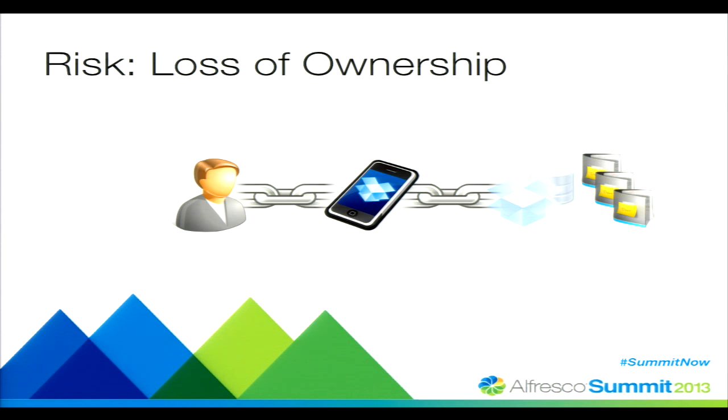So suddenly, this guy's been fired. You can consider his device to be rogue. He's gone out of the building, he owns the device, he owns the Dropbox account, he's got ownership of your documents and you haven't. That's a huge business risk that you've lost ownership for those documents.